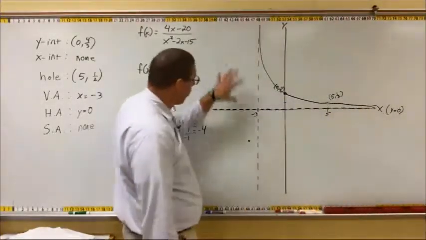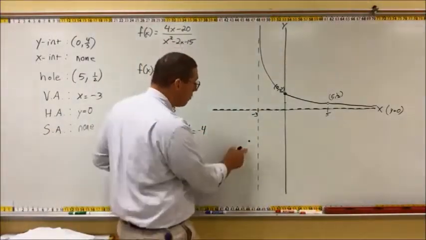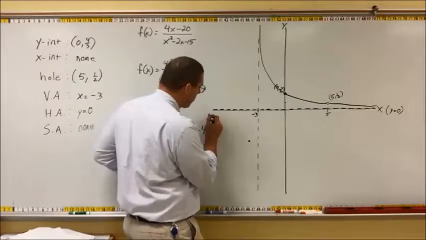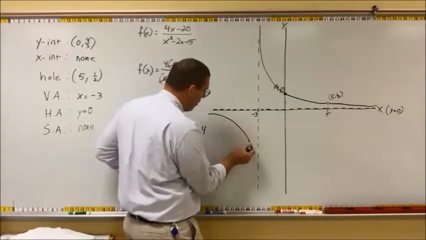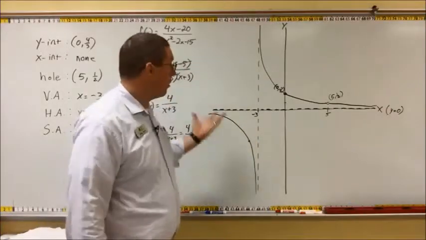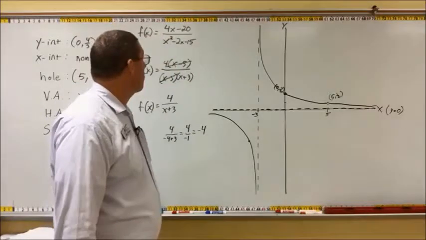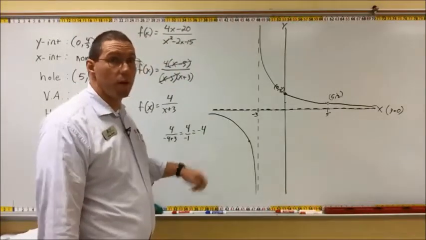We want to know whether the curve is above or below the horizontal asymptote. We know that it's below, and so we're just going to sketch this curve and bend it against the asymptotes. And there, we're done. This is the graph of 4x minus 20 over x squared minus 2x minus 15. Just a rough sketch. And there you go.